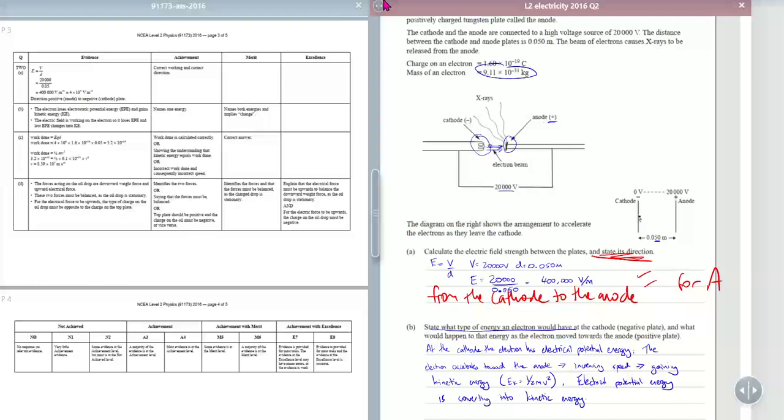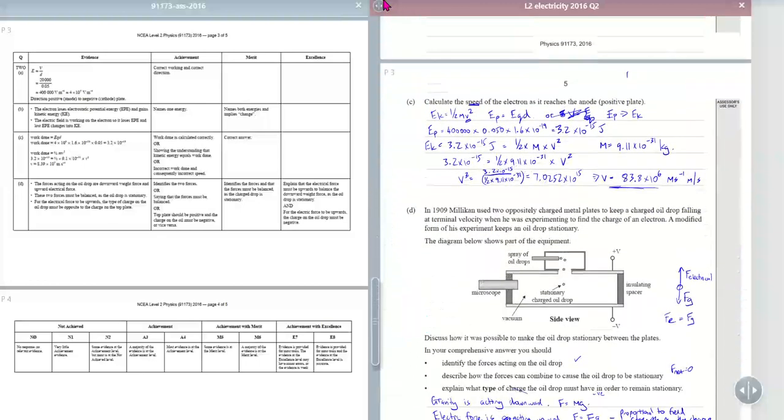Part B. You need to name both energies. You need to name one energy at least for achieved. Well, we've got that, so it's achieved here or here. You need to state both energies and imply that one changes into the other for your merit. So it is converting to get you your merit. Okay.